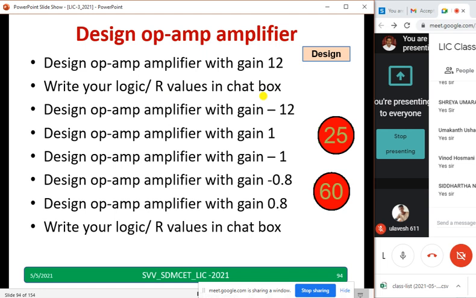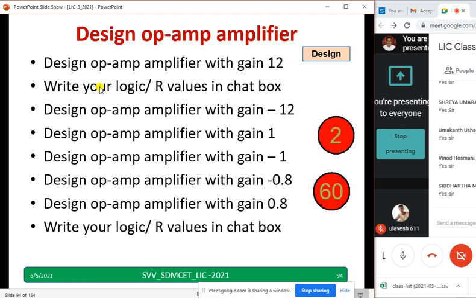For example, -1, just now I have told, somebody can type for that. -0.8 I need. What should be the R1 and RF? Will you use inverting or non-inverting? 3 words I want. Inverting or non-inverting, R1 value, RF value. Just type in your chat box for any gain. Take 1 more minute. I want you to do it randomly.